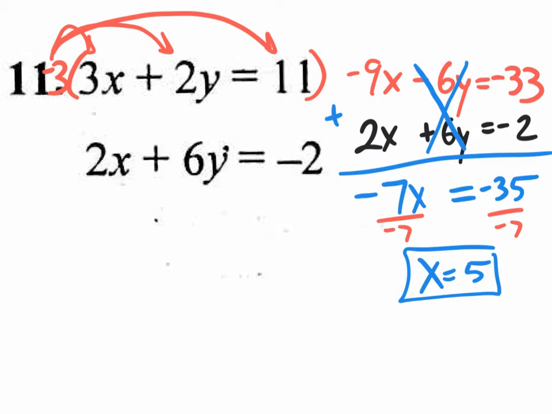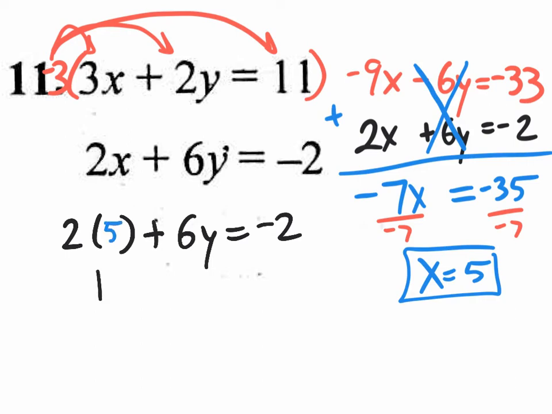You have one answer, you still need the other. Let's plug it back into any equation you want. I want to go for the bottom equation. Bottom equation reads 2x plus 6y equals negative 2. I'm going to write 2 parentheses plus 6y equals negative 2. And of course, I'm plugging in the 5 right in there. So I have a new equation that reads 10 plus 6y equals negative 2.